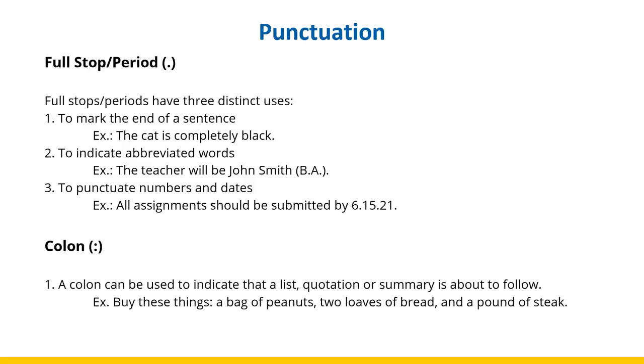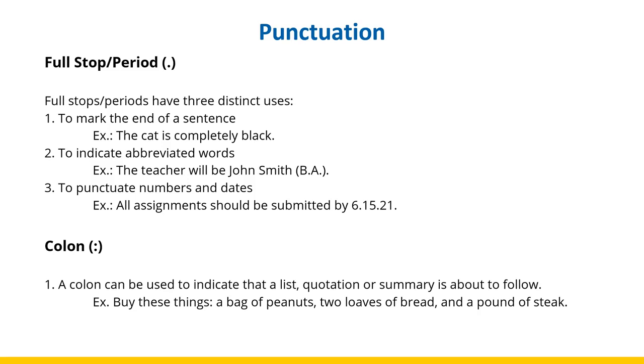Now we are going to talk about punctuation, and the first one is the most common one. It's a full stop, or we call it a period in America. You can see the sign and how it looks. Full stops or periods have three distinct uses, so we're going to discuss that. The first one: we use a period to mark the end of a sentence. When you finish your idea, you need to put a period. For example, the cat is completely black. I'm a teacher, period at the end, right?